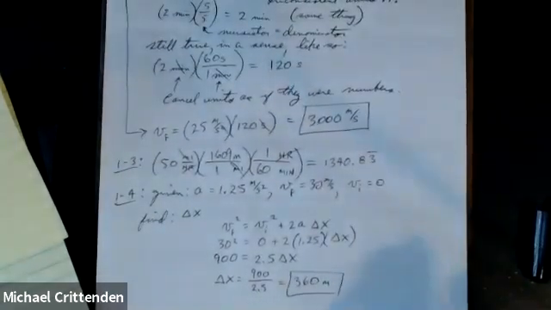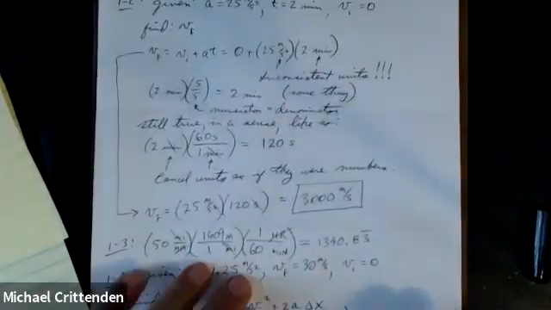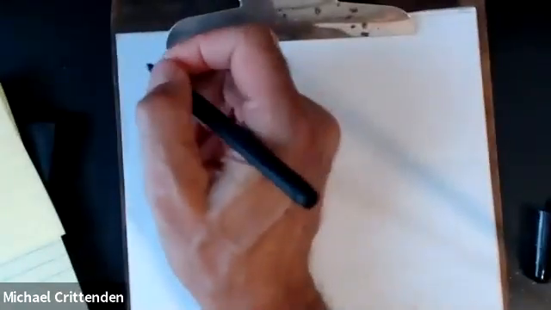Okay, if you haven't already done number 5, pause it again. Do number 5. Number 5 is a little trickier. Okay, so we got this one worked out on a different sheet of paper over here.